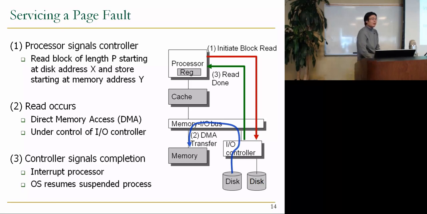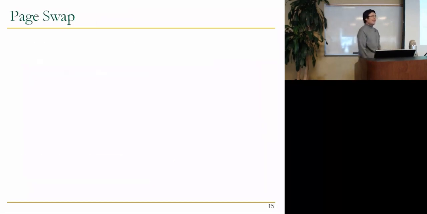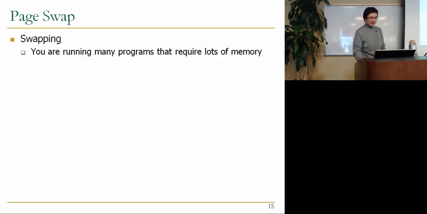But what if you just run out of memory? What if you have a program that keeps using all your memory, and then you have another program that you would like to use, but you're running out of memory? This can be called page swap. It happens when you're running many programs.